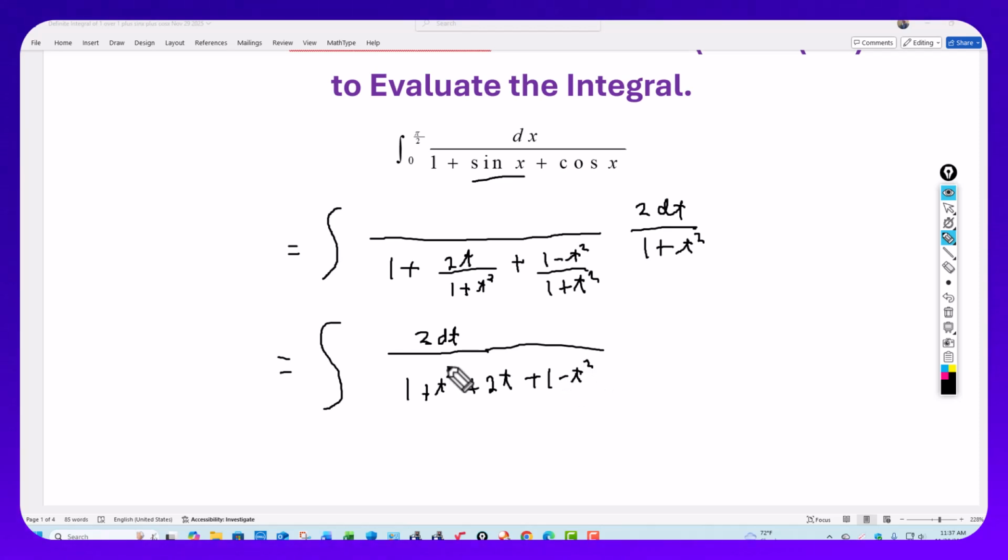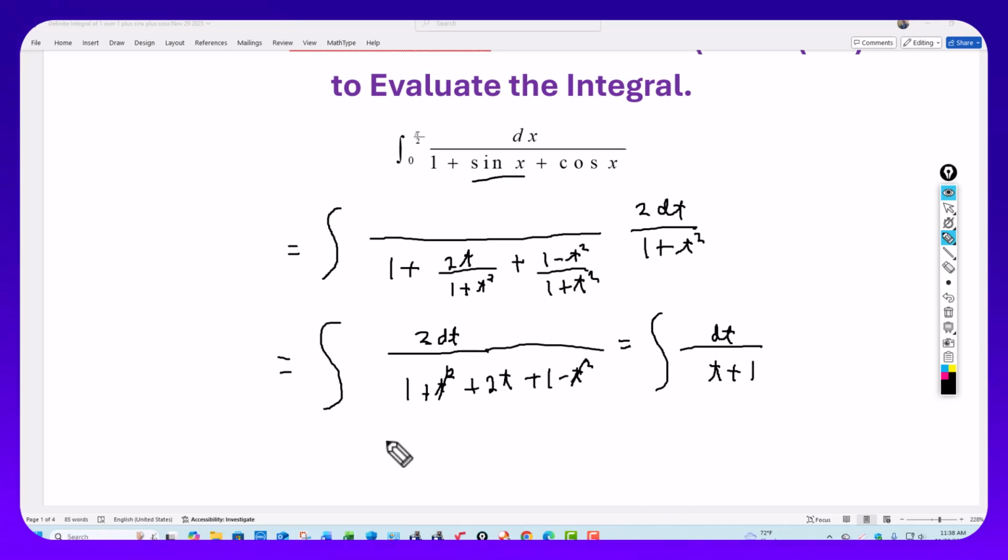And notice here, t squared and a minus t squared cancel. I got 2 dt on top there. And then we have 2t in the denominator left, plus 1 and a 1. So it'd be 2t plus 2. And then we can divide out the 2's. Cancel the 2 on the top, and these 2 will divide out. So that 2 cancels to 1, this 2 cancels to 1, this 2 cancels to 1.